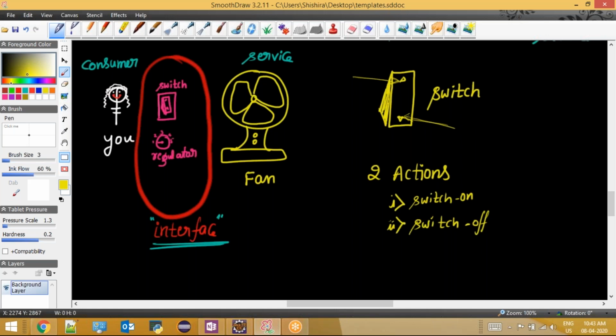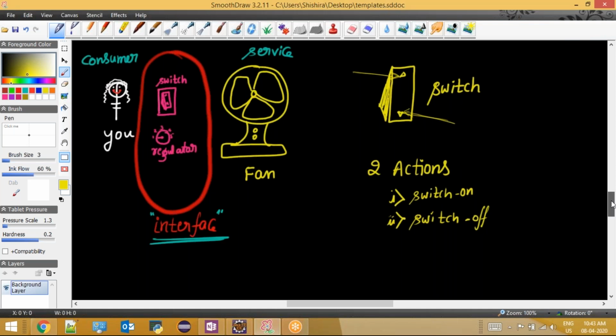Good. Super good. Thank you. Now let's move on. Again, try to visualize. I have only an interface without the service, that is, without the object. For example, I have the switch and there is no fan there. You can perform an action called switch on and switch off, but there will not be any reaction. Understood now? What do you call such an action or element? There is only action without the reaction. What do you call it? Anyone? Any idea?